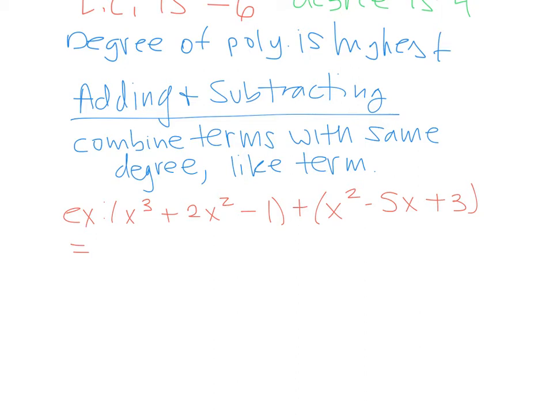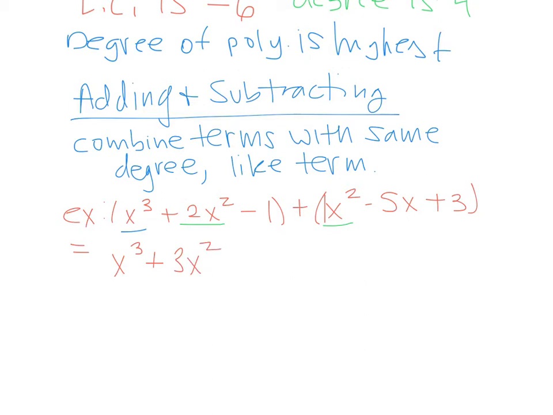So let's start off with the highest degree. So we've got an x cubed. Well, there's nothing to combine that with, so that just is going to stay as x cubed. Now, the x squared term, we have a 2x squared and an x squared. So we can combine those two terms. We have 2x squared plus 1x squared. It doesn't have a coefficient showing up, so that implies that coefficient is 1. So to combine those, we add the coefficients. And so we end up with 3x squared.